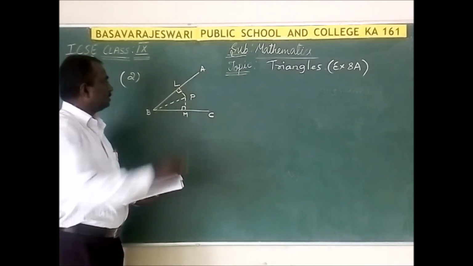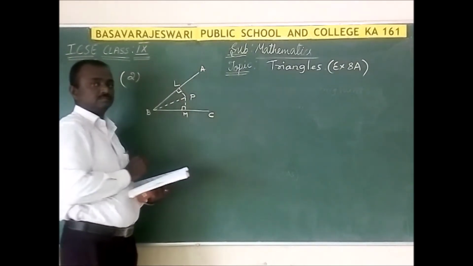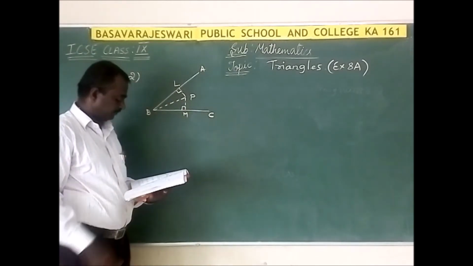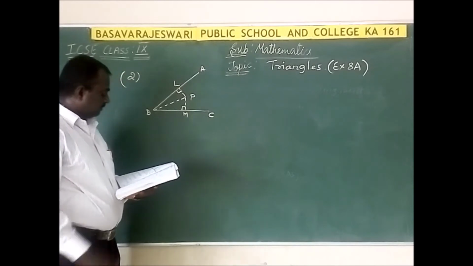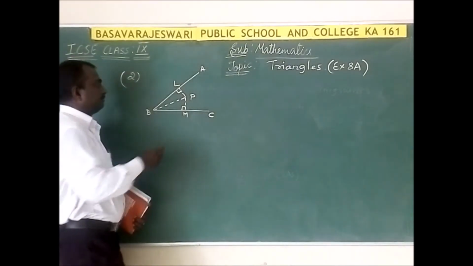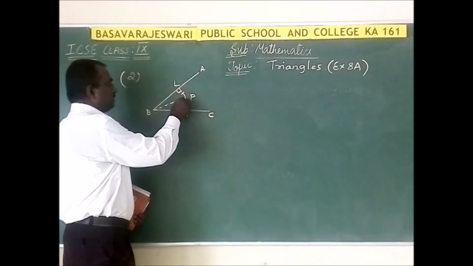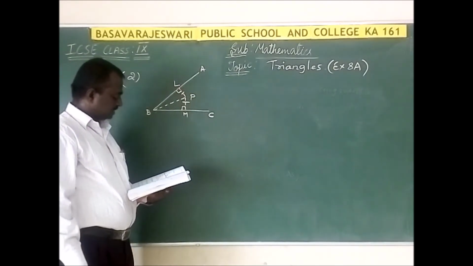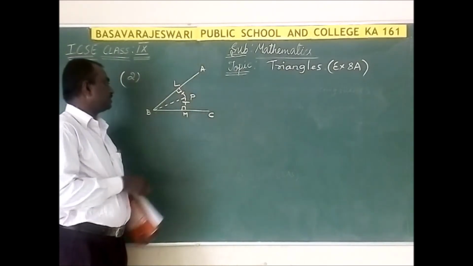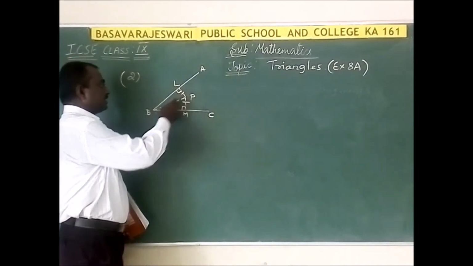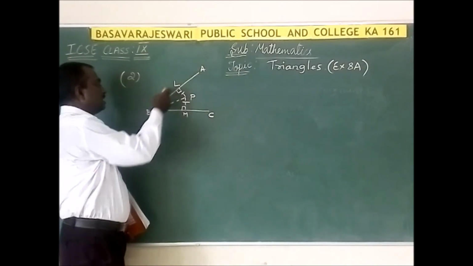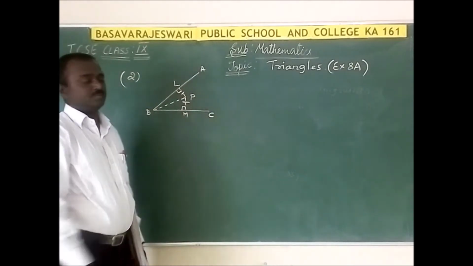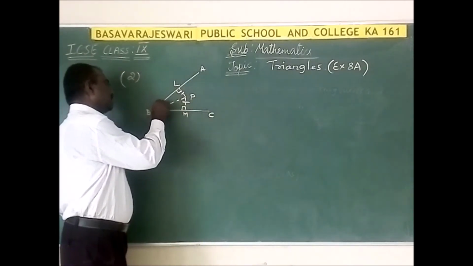PL is perpendicular to BA. Similarly, PM is perpendicular to BC. And PL is equal to PM. Prove that BP is the bisector of angle ABC. Therefore, BP is the bisector, that means it divides the angle ABC into two equal angles. That means these two angles are equal.